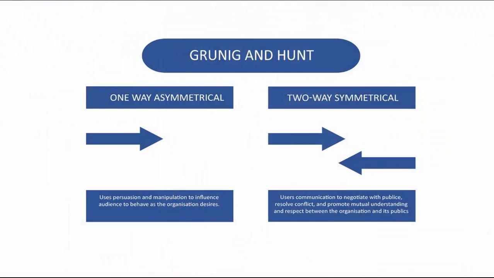4. The two-way symmetrical model can best be viewed in comparison to the asymmetrical version. It uses communication to negotiate with the public, resolve conflict and promote mutual understanding and respect between the organization and its stakeholders. It relies on honest and open two-way communication and mutual give and take, rather than one-way persuasion. It focuses on mutual respect and efforts to achieve mutual understanding. It emphasizes negotiation and a willingness to adapt to make compromises.